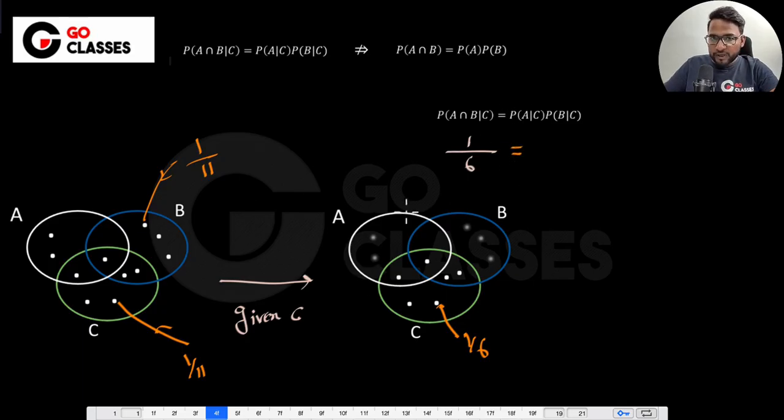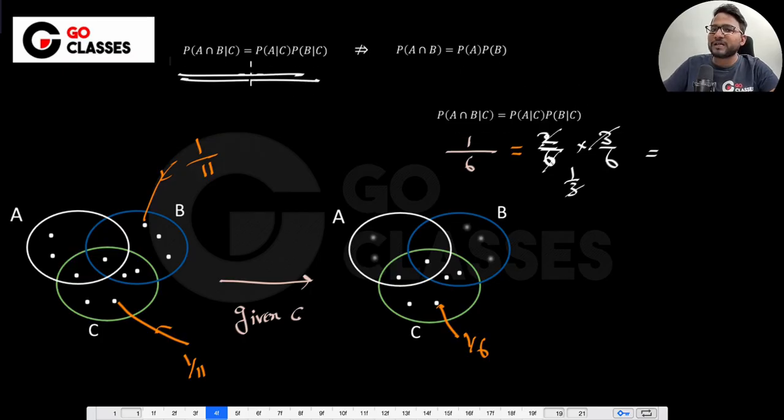So A given C is 2 elements out of 6, right? So 2 out of 6 times B given C. B given C means 3 elements out of 6. So let's check whether it is true or not. This is 1 by 3, the 3 cancels out. So yeah, this is 1 by 6 and 1 by 6. Which means that the LHS is true. So this thing is true, which means it is actually conditionally independent.